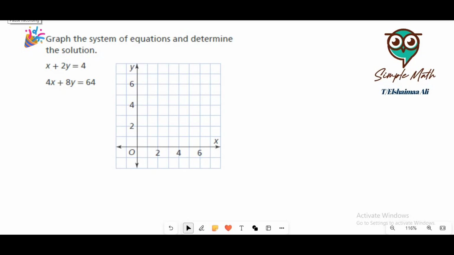Everyone, I'm teacher Shaima Ali, and today we are going to learn how to graph linear equations and determine the solution from the graph. So let's start.